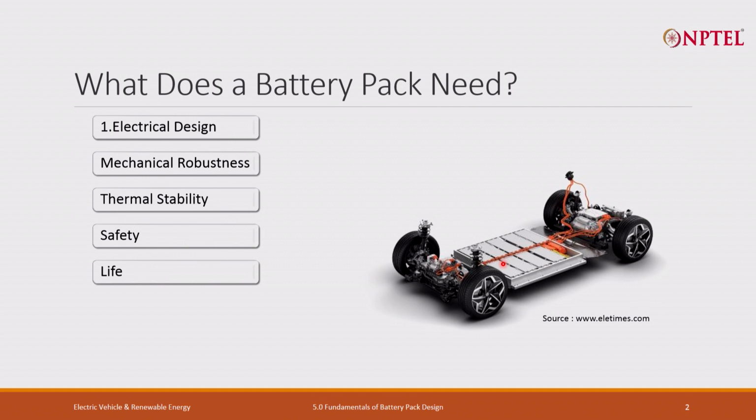Life is an important parameter for designing a battery pack. What happens in an IC engine vehicle? You just have to design a fuel tank, and fuel becomes a revenue item. That means whenever you require, you go and get it filled. Fuel tank cost is very less.